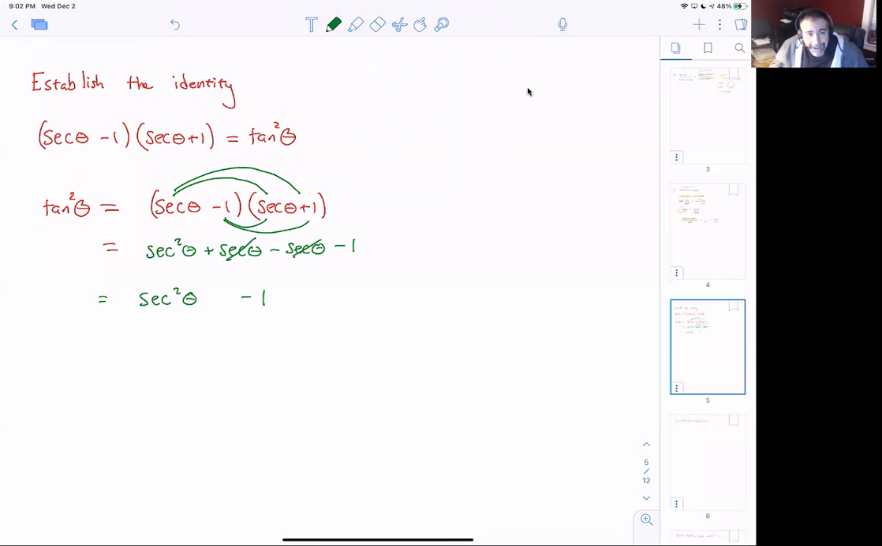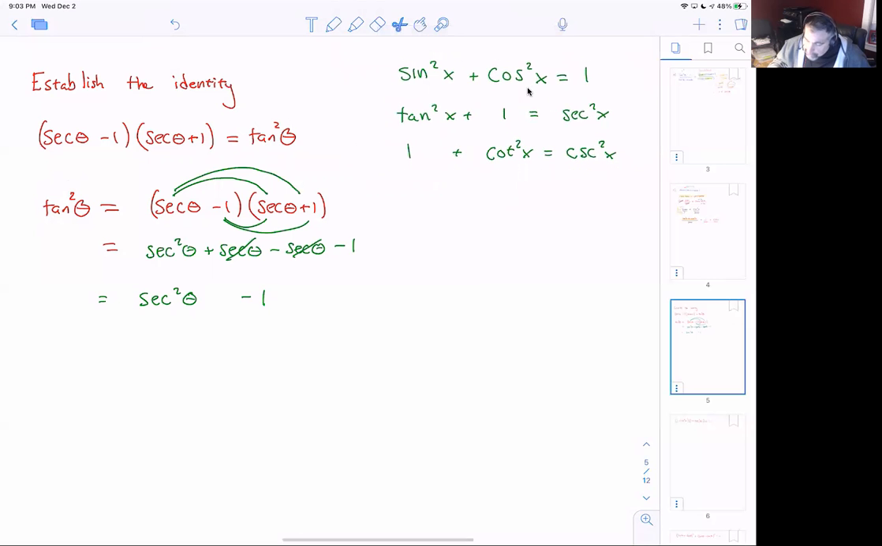So now how do I get this side to be tangent squared? Well, now's where those squares come in. We want to remember that we have something called the Pythagorean identities. Those Pythagorean identities are listed right here, and the one that I want to make use of is the one for tangent. Tangent squared plus 1 equals secant squared. That means anywhere I see a secant squared, I can replace it with tangent squared plus 1.